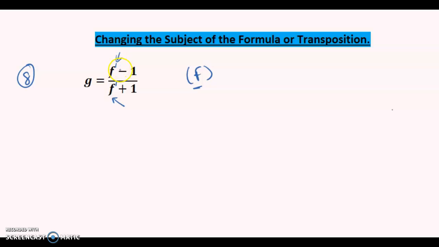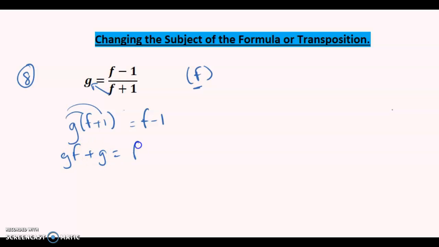So firstly, once we know that f exists more than once, we know somewhere along the line we need to factorize for f, right? So let's move on. How do I do this now? Well, I could just simply send this whole denominator here, multiply by g. So I'll get this. Then I could expand this. I'll get gf plus g is equal to f minus 1. And then from here now, I could bring across all the f's on one side. So this could go here and this could go here. So I get gf minus f is equal to, what's that, minus 1 minus g.